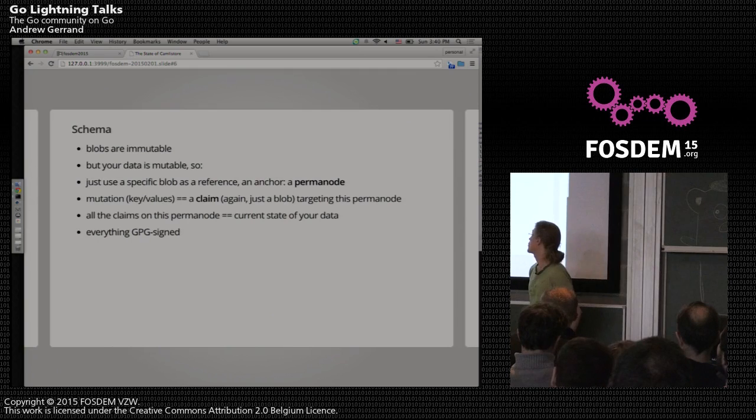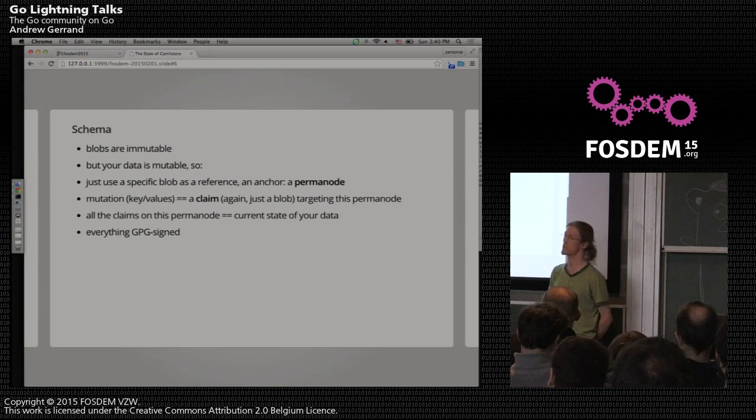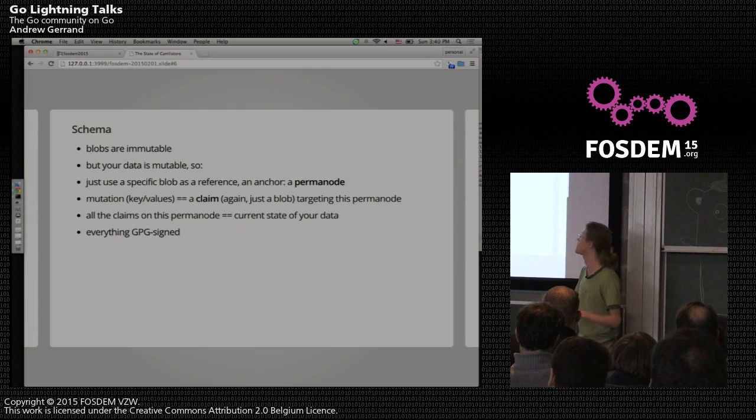And then we have this kind of schema to model your data. All the blobs are immutable, but your content is constantly moving, right? It's constantly mutating. And you want to be able to reference your content at its latest version. So what we use is a specific blob as an anchor, which is called a permanode. And we model the mutations by issuing claims which target this permanode. At the end of the day, you take all the claims which target this permanode, and you have the state of your data at a given point in time.